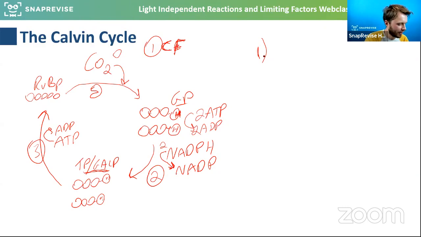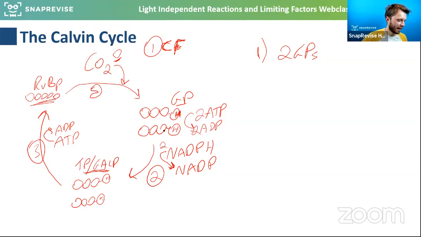Phosphate is added in both phases at present. Lovely. So after 1 cycle, I have 2 GPs made, as you guys have all seen. So this 5-carbon molecule has reacted with this 1-carbon molecule, and it has made 2 3-carbon molecules. Out of those GPs, how many TPs are made? Who can tell me that?